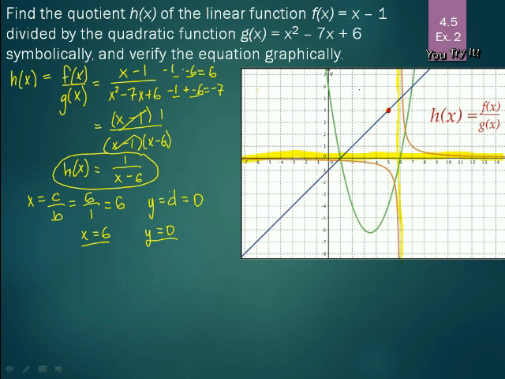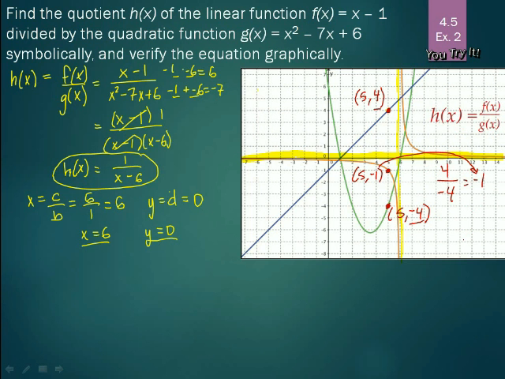So at x equals 5, f of x is 4, g of x is negative 4, and h of x is negative 1. To check this, f of x, which was 4, divided by g of x, negative 4, will equal negative 1. And that is the same as the point on our graph for h of x. And so that does verify with our graph.